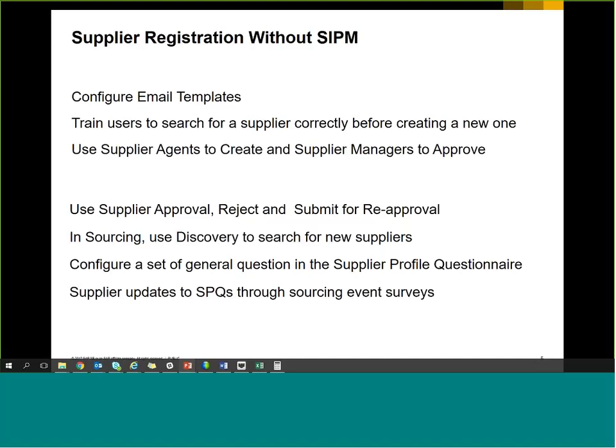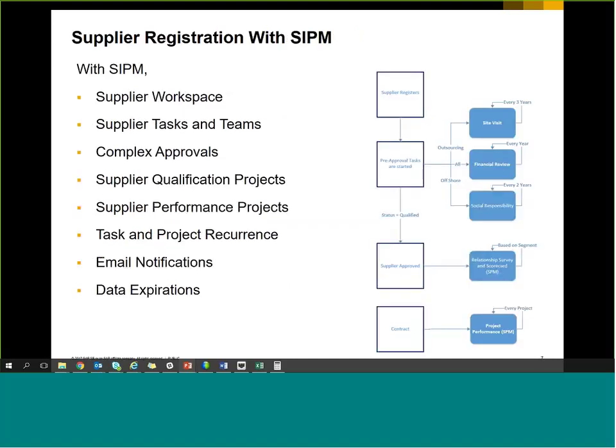Right, so in summary, basically supplier registration without SIPM is going to be very basic. So there's a permission, the supplier agent can create the organizations, the supplier managers can approve those organizations. But it's basically just those permissions. Whereas supplier registration with SIPM, you get a whole bunch more things. So you get what's called a supplier workspace. And that supplier workspace has a task tab where you can configure an onboarding process flow where you've got a number of tasks to onboard that particular supplier, but then you can also have complex approvals.